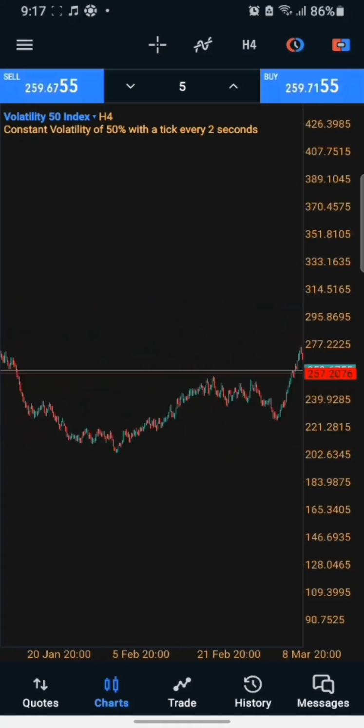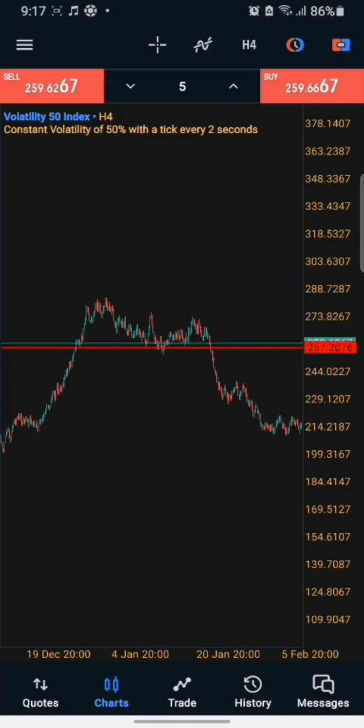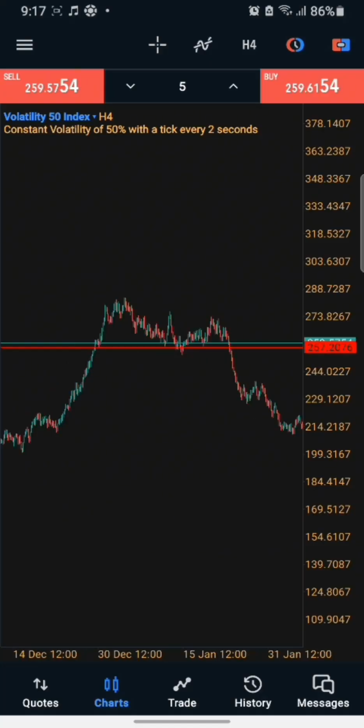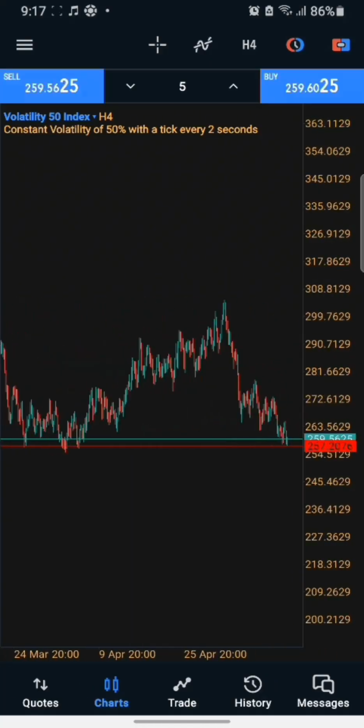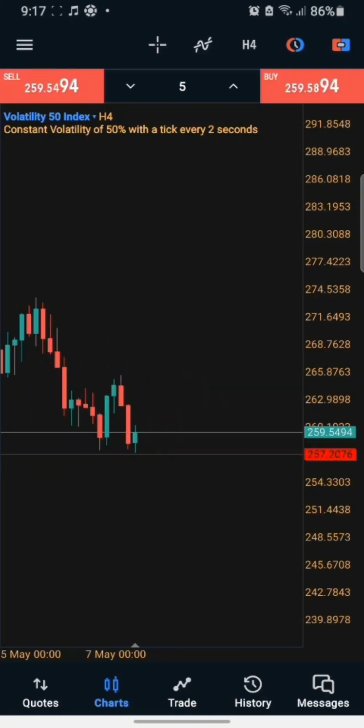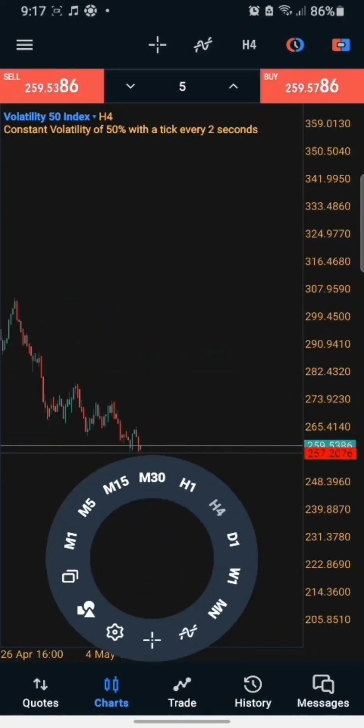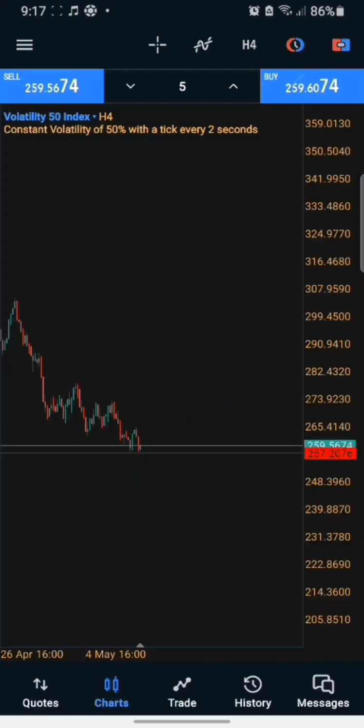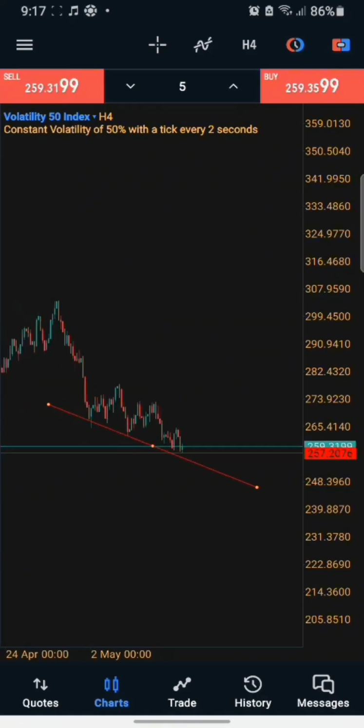This line was respected quite a number of times, as you can see, these areas that I'm marking. These areas are very important because they are areas of confluence. And then we draw our trend lines. So remember, when you're drawing your trend line, you should connect the wicks, not the body, so that you can be accurate.